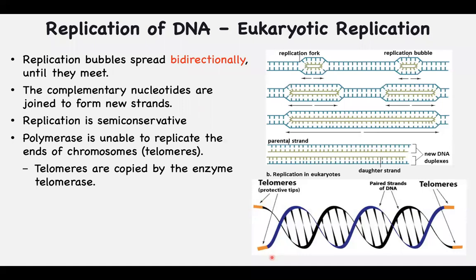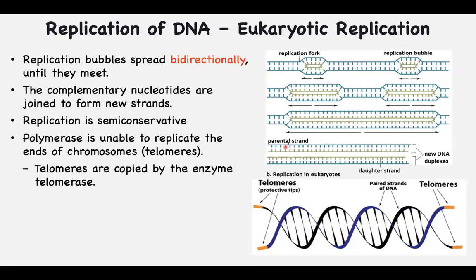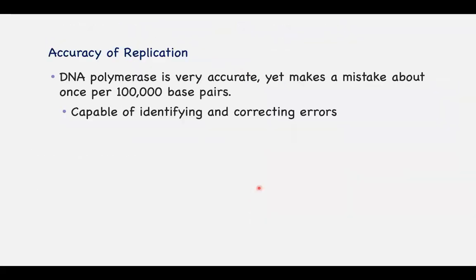Okay, so kalau yang tadi dalam prokaryote, tengok dia tak ada telomeres, dia bulat je sampai habis. Okay, kalau dalam eukaryotes, dia ada ending dekat sini. Dia macam panggil cap protective tip. So dia dah stop sampai sini. Okay, so that is the difference between prokaryotic and eukaryotic replication.